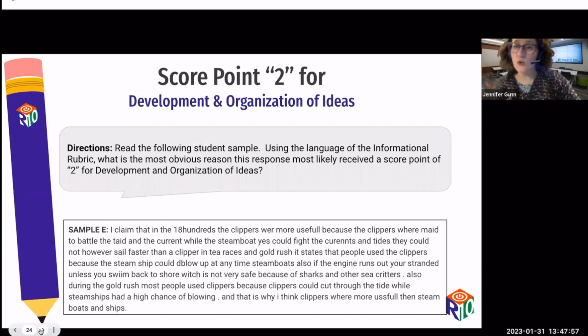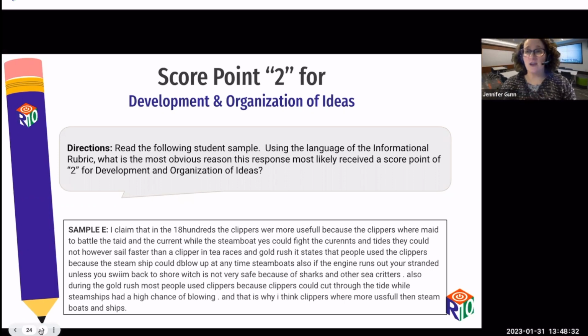Again, I invite you as I read this to consider those characteristics of a 2. What claim is being made? How is this maybe a little more developed with its organization, even though it's not paragraphed, than the ones we just saw? What kind of evidence is being provided? And do we have that basic expression of ideas as opposed to sort of an insufficient or ineffective one?